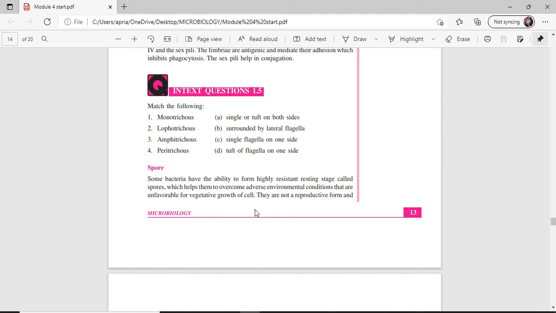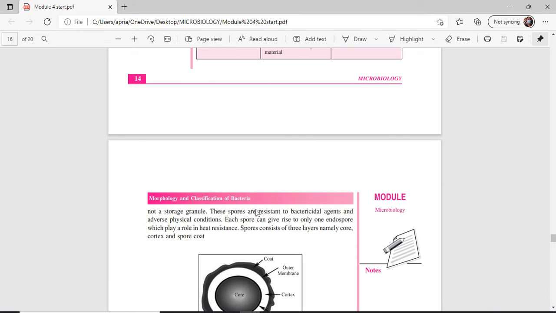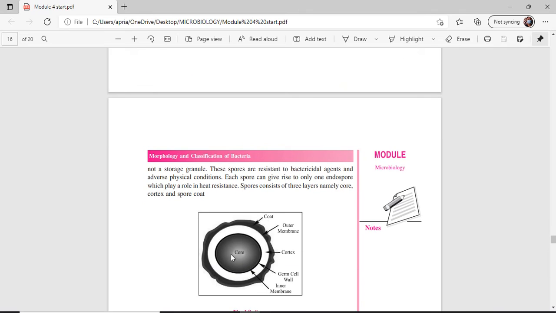They are not reproductive form and not a storage granule. These spores are resistant to bacterial agent and adverse physical condition. Each spore can give rise to only one endospore and play a role in heat resistance. Your spores consist of three layers naming your core, okay, your cortex, and your spore coat.